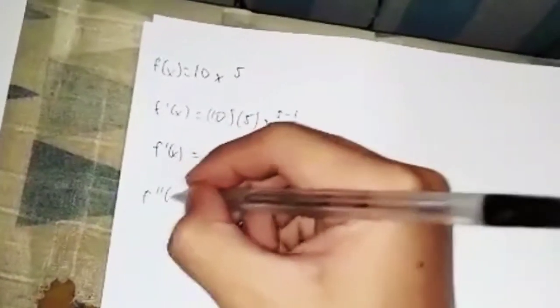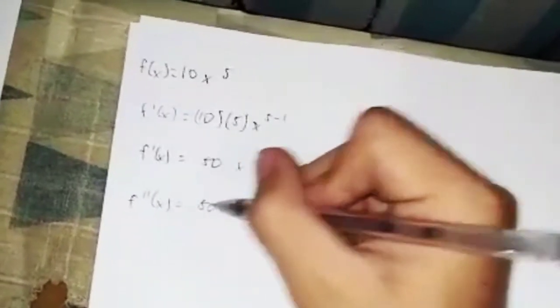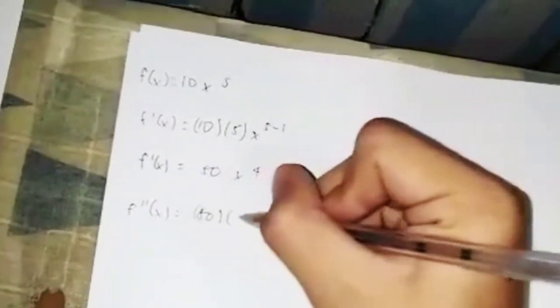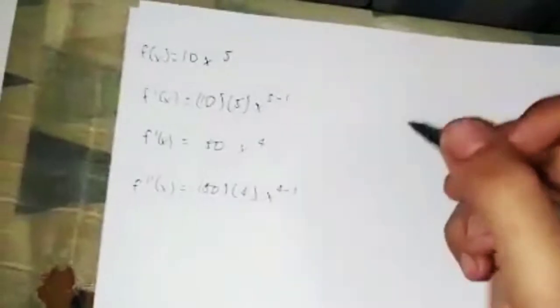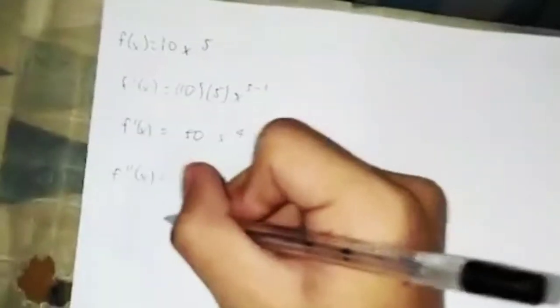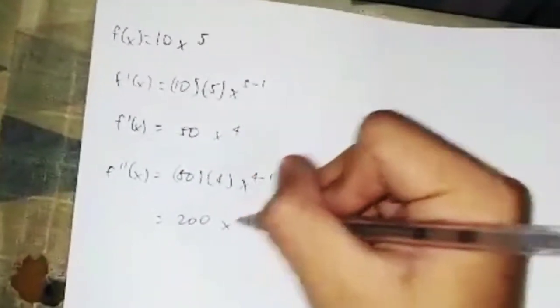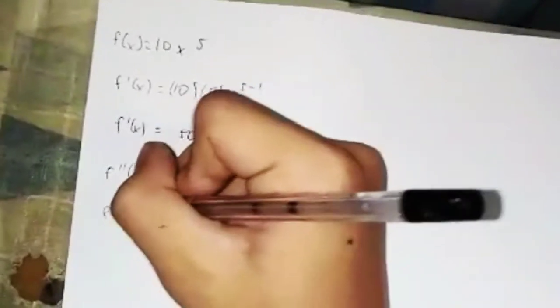Second is to find the second derivative of 10x^5. Since 50 is a constant number, we will take it out and find the derivative of x^4. Same as the previous procedure, use theorem number 2. So 50 times 4 is equal to 200. So this is the second derivative of 10x^5.